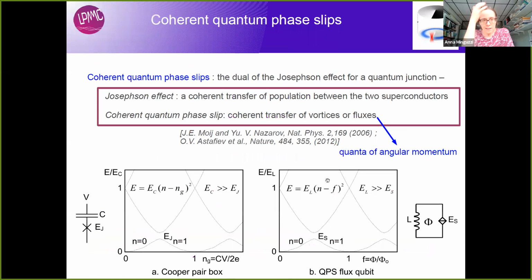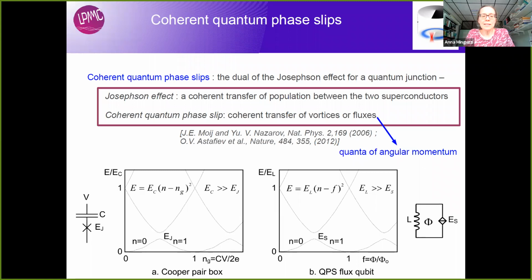So now let me change the geometry and turn onto a ring separated in this case by a very small barrier. In this case, what we are going to search for is a sort of a grail in condensed matter physics: the coherent quantum phase slips. This concept, at least in the condensed matter community, was invented by Mooij and Nazarov. And they were explaining it as follows.